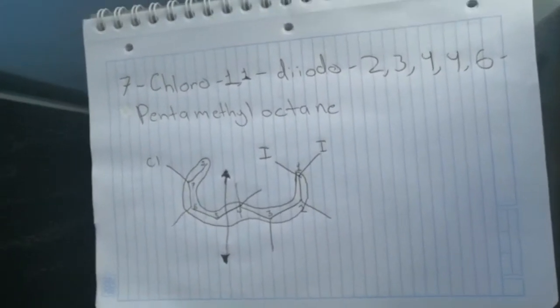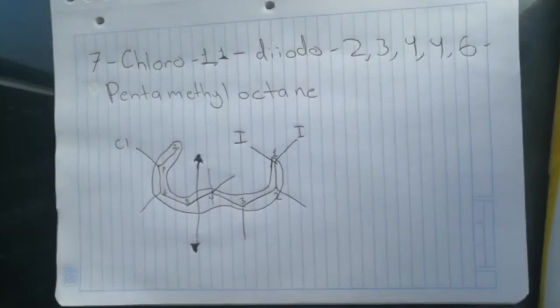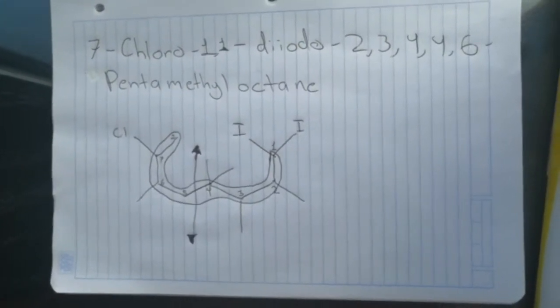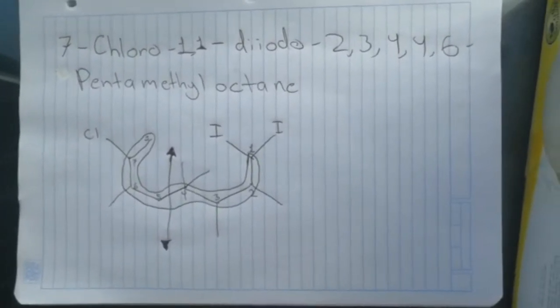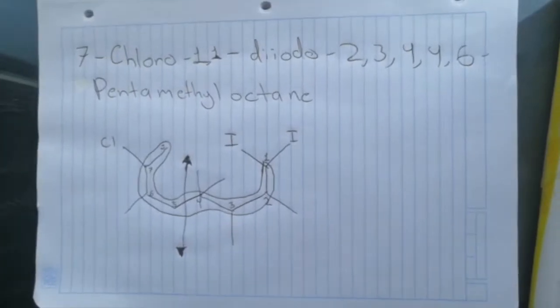Then, we need to identify the substituents. In this case, we have 5 methyls, 2 iodos, and 1 chloro. Once we have already identified the substituents, we need to arrange them in alphabetical order. First one is chloro, then iodo, and finally methyl.